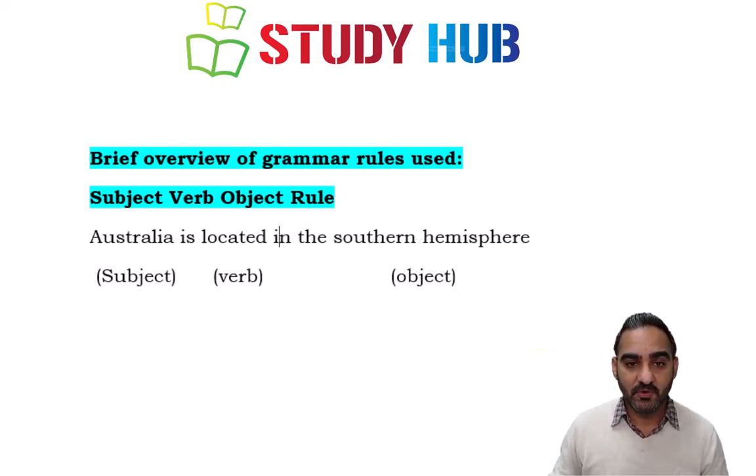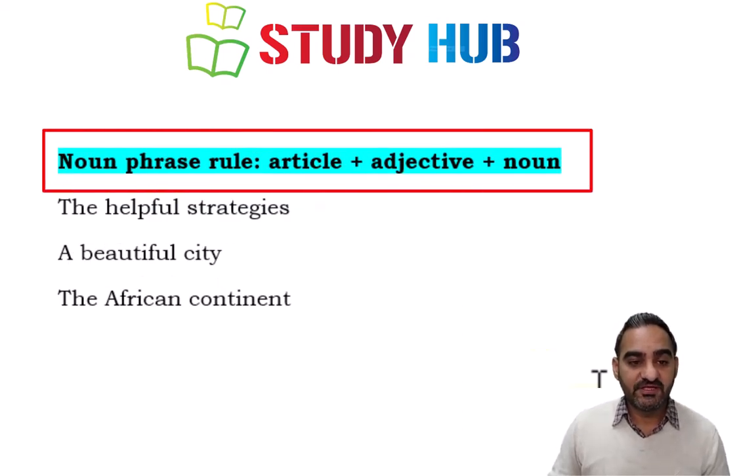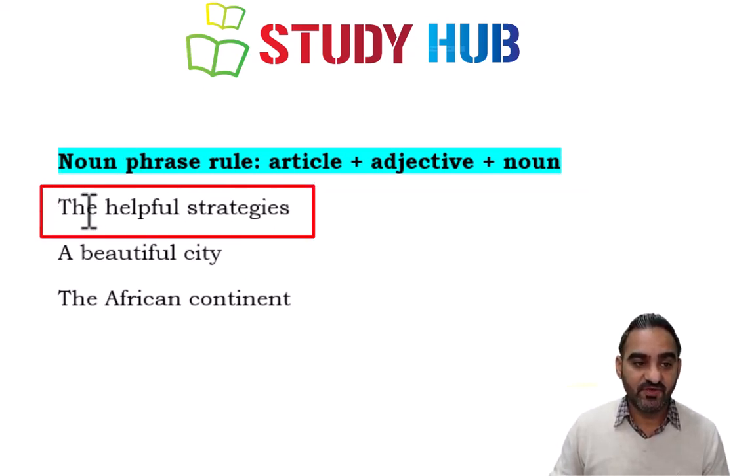Let's have a look at the second rule now. The second rule is the noun phrase rule. Article, adjective and noun, that is called a noun phrase, a combination of these 3. For example, the helpful strategies. Here we have an article, the, followed by an adjective, helpful, and then it is followed by the noun, strategies.